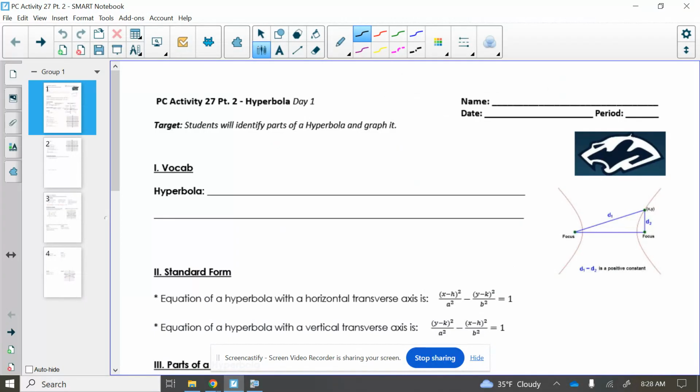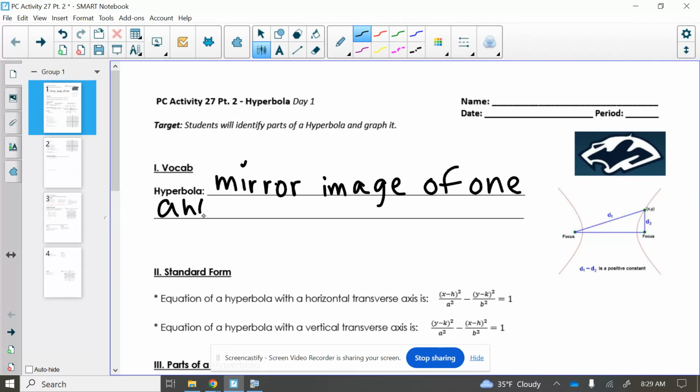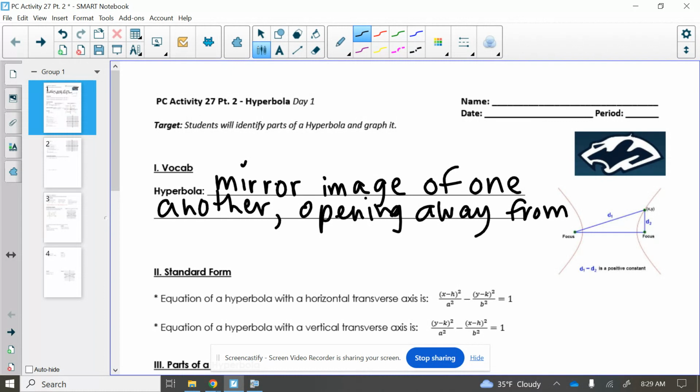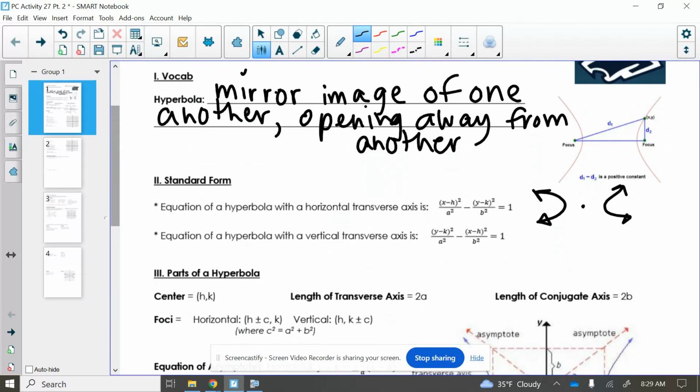Now, a hyperbola is basically a mirror image of one another. So what we're going to see is basically two pieces opening away from one another. If this is a horizontal transverse axis, they will open to the right and left, back to back. Vertical is going to open up and down of one another.